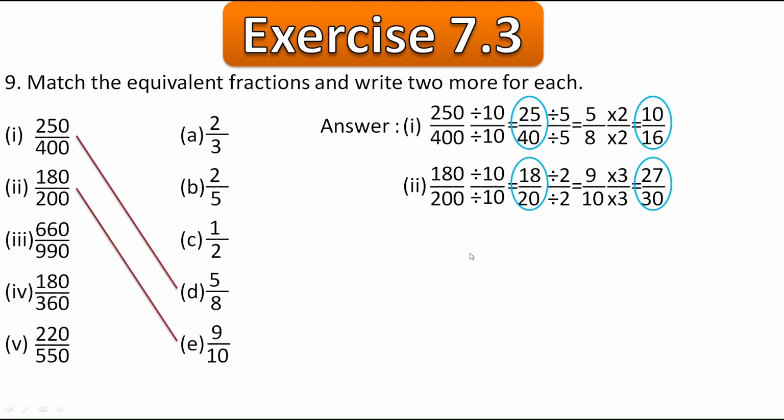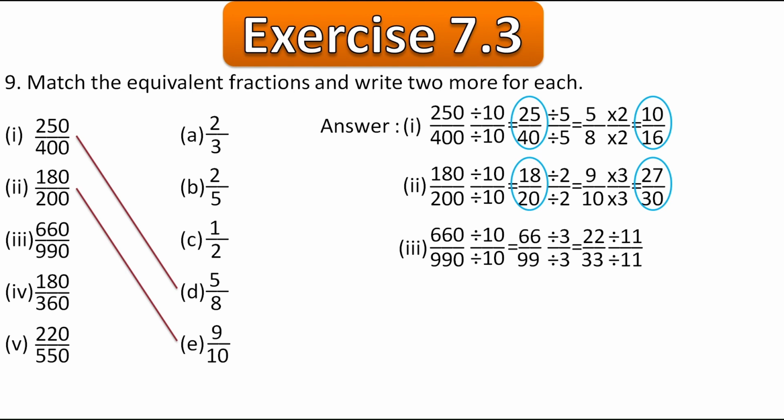Okay, now let's take the third one, that is 660 upon 990. Again here we will divide by 10 first. Then I got the answer as 66 upon 99. Now again I'll divide them by 3. So I got 22 upon 33. Again I have to divide by 11. So I got 2 upon 3, which is equivalent to this one. Okay, so here I already found 2 equivalent fractions, so no need to find more.